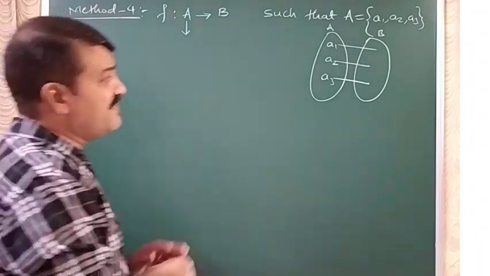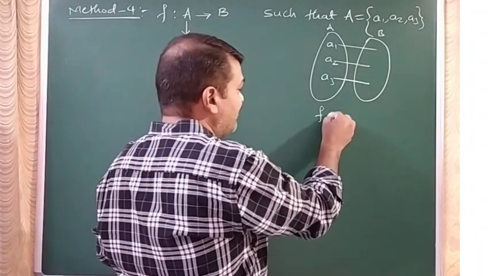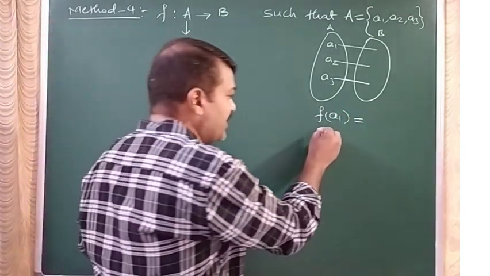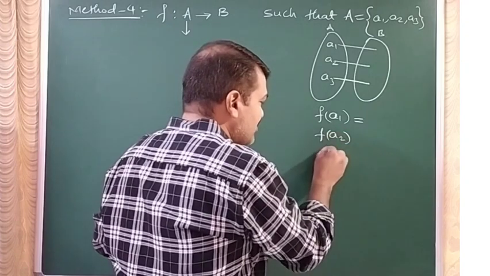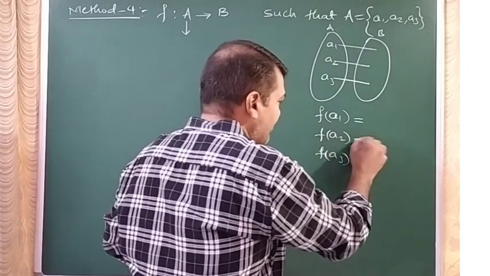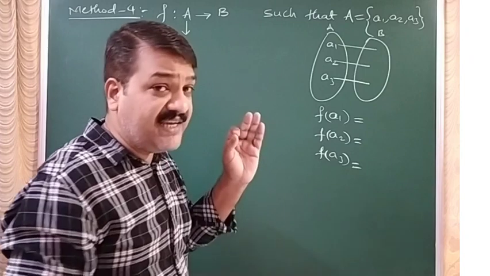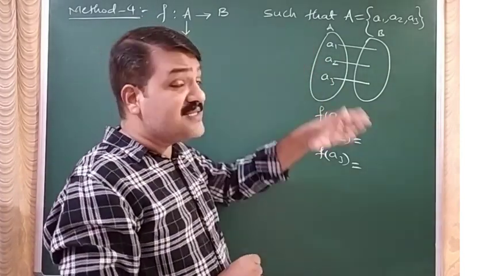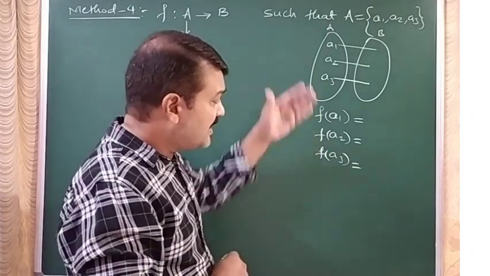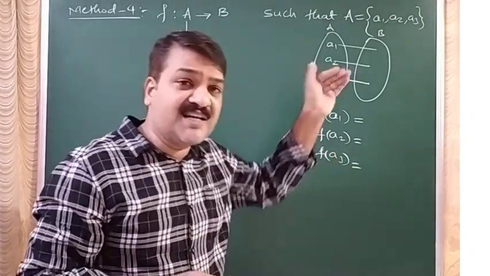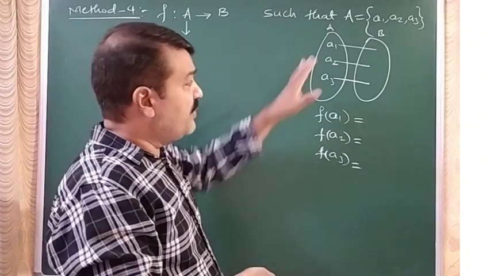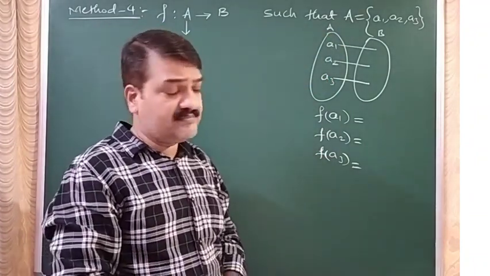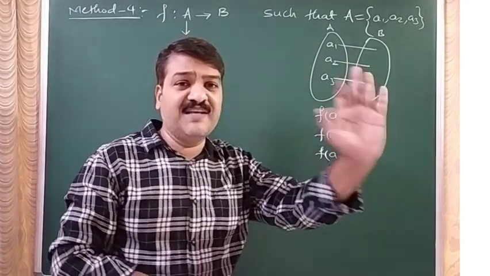Now image of A1 means what? f of A1 you have to find. Image of A2 means f of A2. Image of A3 means f of A3. And remember, when domain has finite elements, then only we can do like this. When domain has infinite elements, you can't keep on finding the image of each and every element. So when the domain has finite elements, we can use this method.